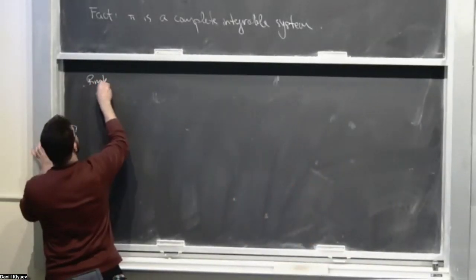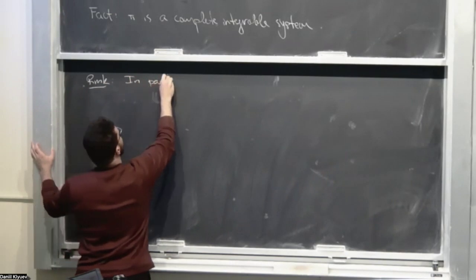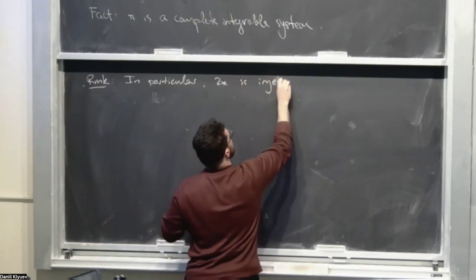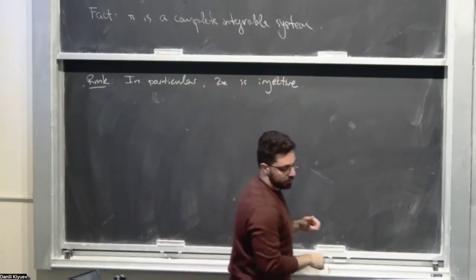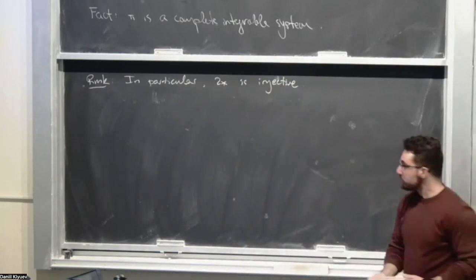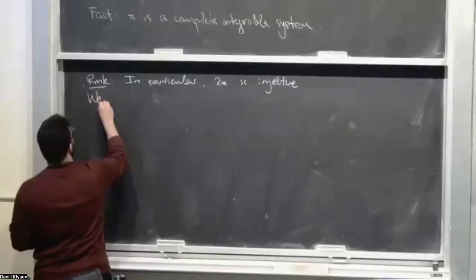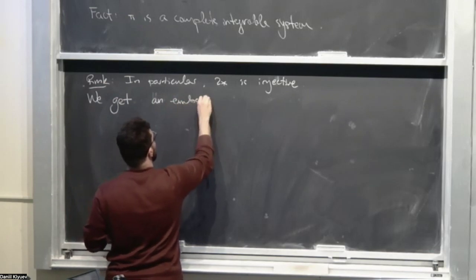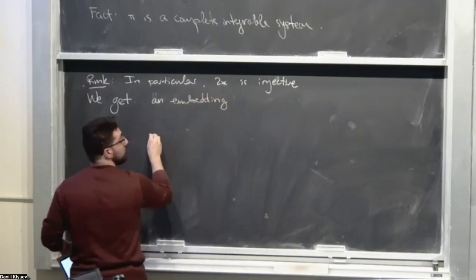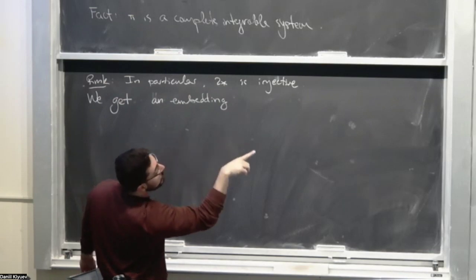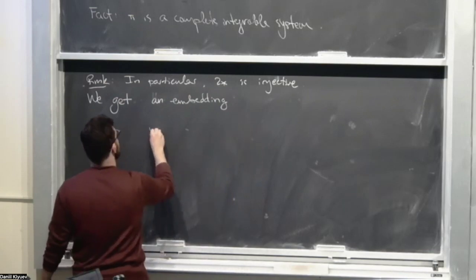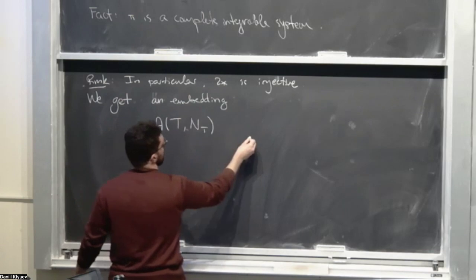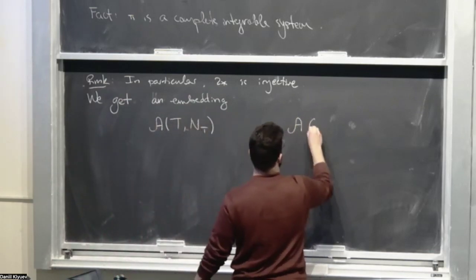Mark. In particular, iota star is injective. An embedding. Well, we were looking at the map, where is it, there, from the abelian one to the non-abelian one.